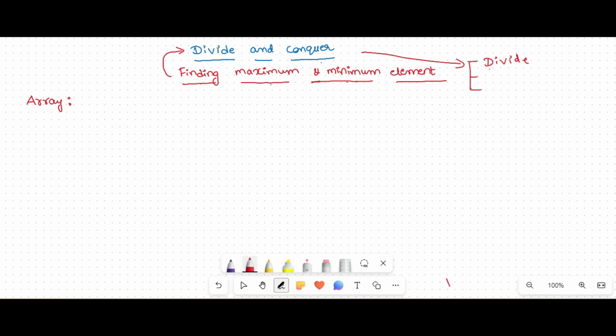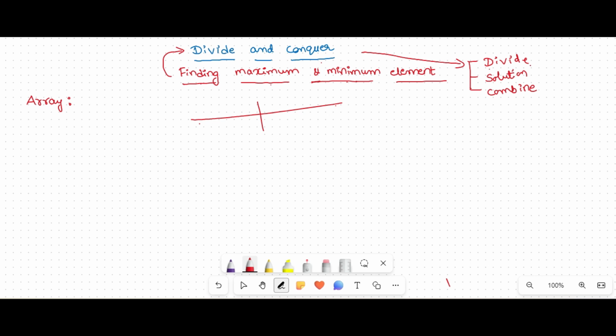If the problem is large, then divide that problem into subproblems and find the solution for those subproblems. That means conquer. Then combine the solutions of all those subproblems, that means small problems, to get the solution for the given problem. Like that, here also this is an array. In this array we want to find the maximum and minimum, so we must use divide and conquer. That means the array should be divided into two parts.